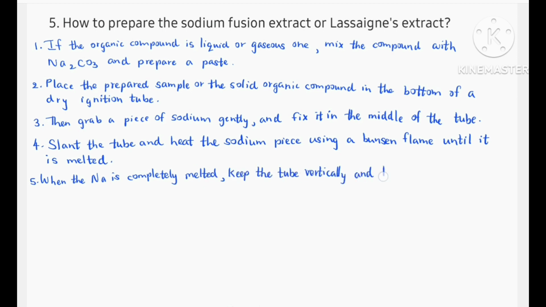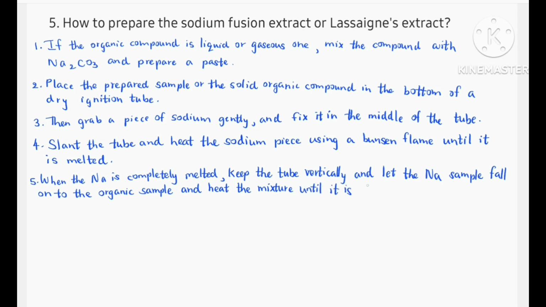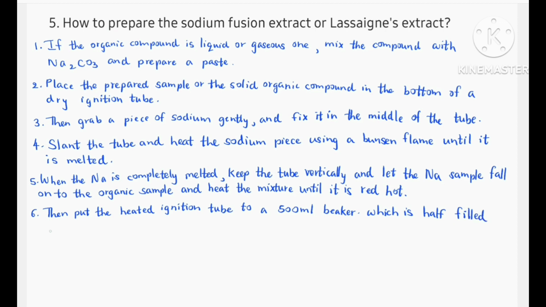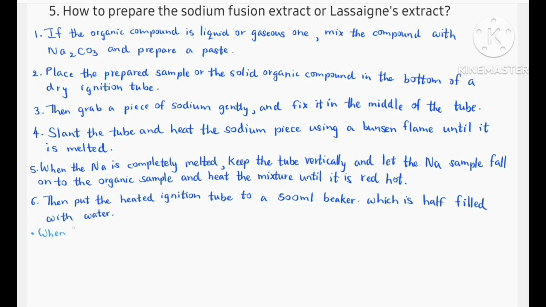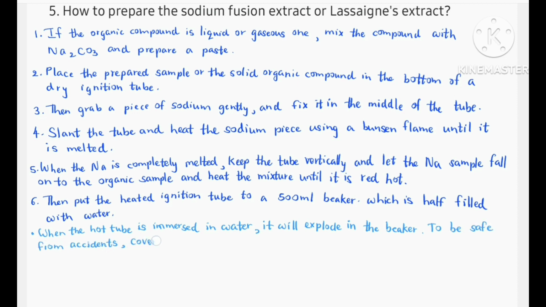When the sodium is completely melted, keep the tube vertical and let the sodium fall onto the organic sample, and heat the mixture until it is red hot. Then put the heated ignition tube into a 500 milliliter beaker which is half filled with water. When the hot tube is immersed in water, it will explode in the beaker. To be safe from accidents, cover the beaker with a wire mesh.